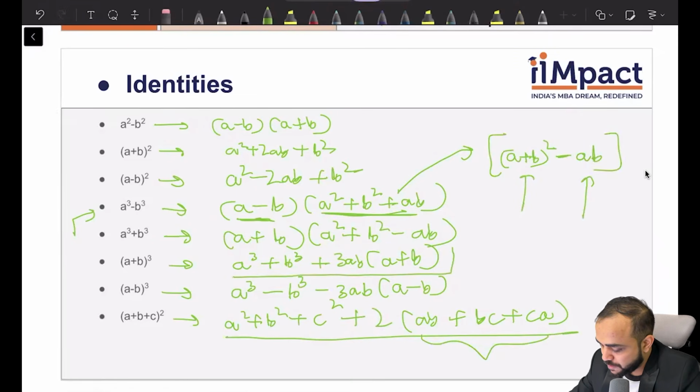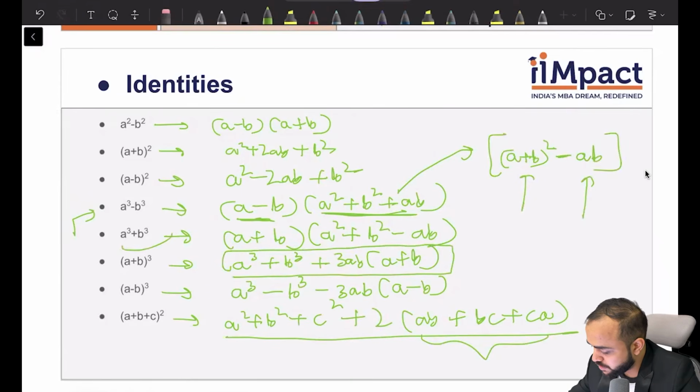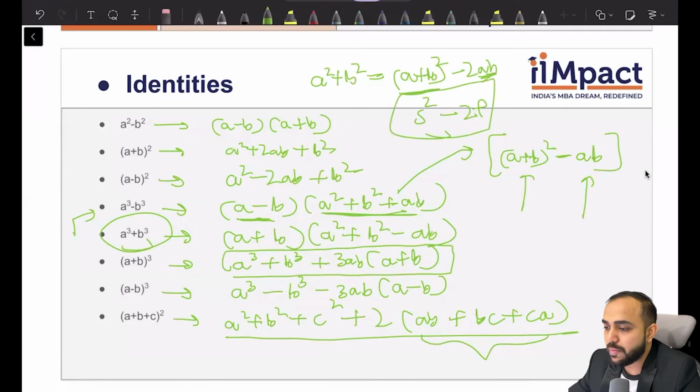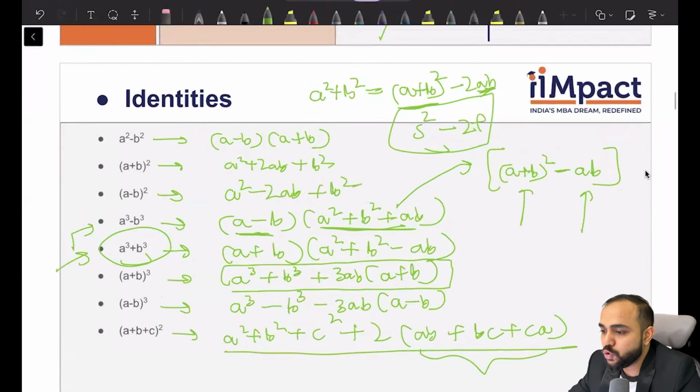If they ask you for (a plus b) whole cube, or generally what they ask for is a cube plus b cube or a square plus b square. If they ask you for a square plus b square, what will you do? This will be simply (a plus b) whole square minus 2ab. What is a plus b? This is the sum of the roots, and ab is the product of the roots. So s square minus 2p. If they ask you for a to the power 6 plus b to the power 6, you will first factorize it using a cube plus b cube and then deal with the remaining things. Your end goal would be to convert everything into a plus b and ab, because those are the two values that you know.